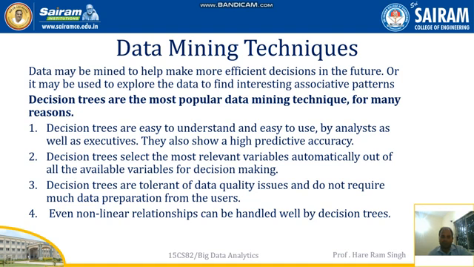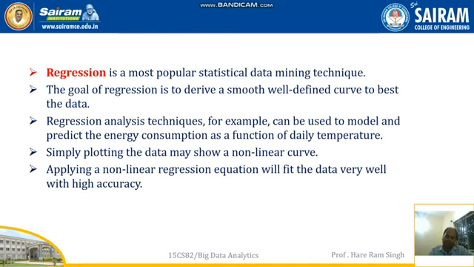Tolerant means if some data are not compatible, we can still get the output. If some values are missing, you can still achieve your goal and reach the final output using decision trees. Even non-linear relationships can be handled very easily by decision trees.